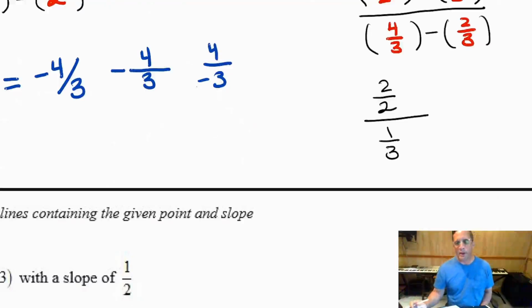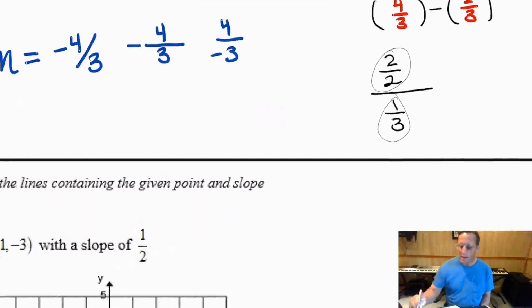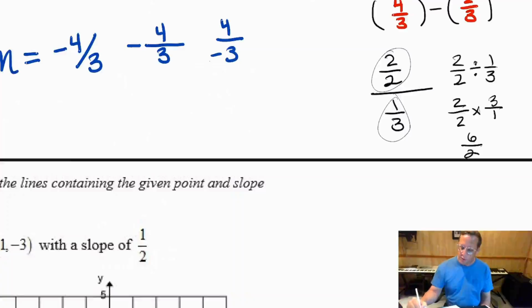And what we have right now is a complex fraction, and that's not okay. You don't want to leave things where it's a complex fraction. A complex fraction is where you got a fraction over a fraction. And just think of it like a division problem. We could just do 2 over 2 divided by 1/3, and then just keep change flip. And that comes out to 6 over 2, which reduces to 3. So your slope on this last one is 3.